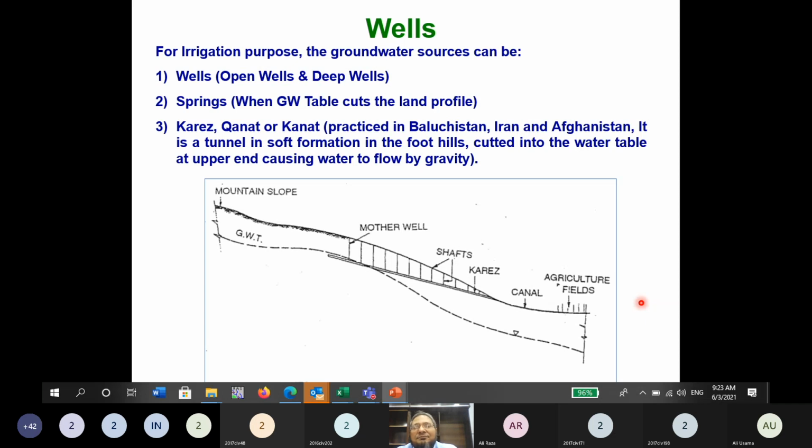Is there anyone from Balochistan? Someone from Balochistan, can you explain us the kares? No one. Anyway, this is the how. हाँ जी, सॉरी। यस यस प्लीज। बताएं यार कुछ। अच्छा, nobody is from Balochistan.